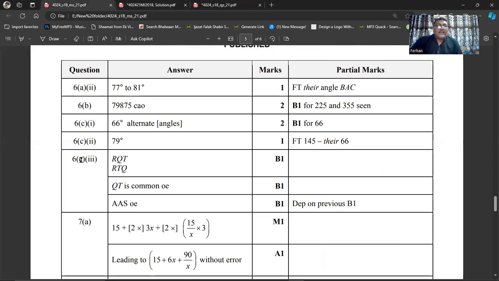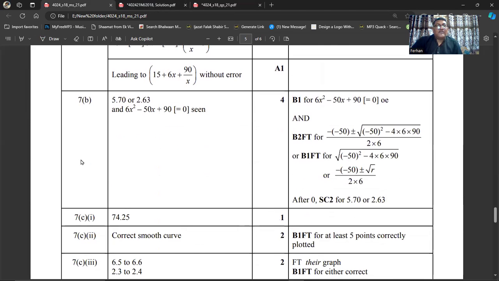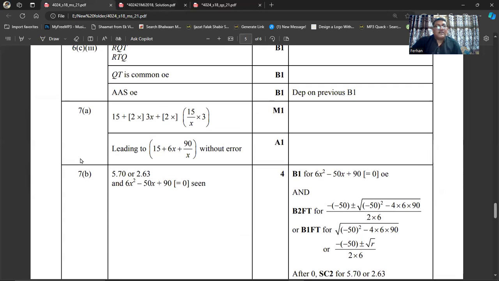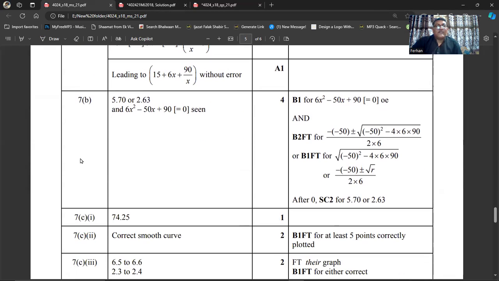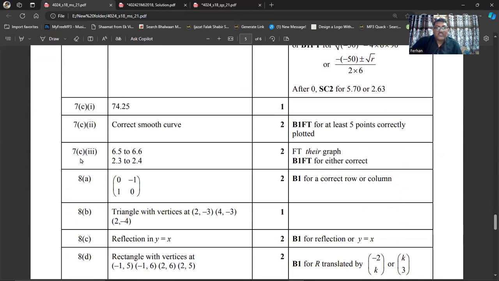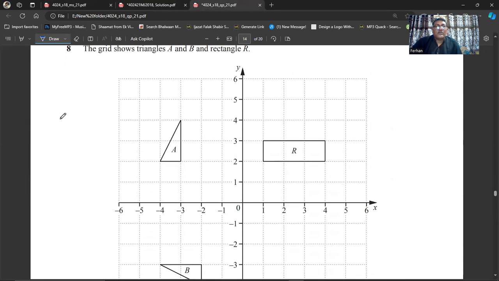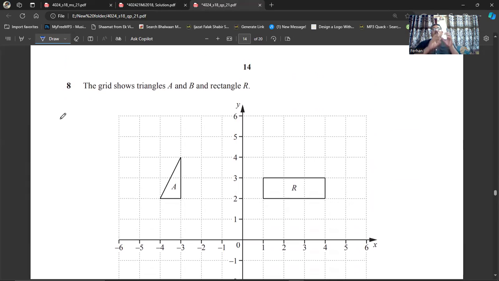So let's check, and we are done with this. We are done with this, sir. We are done with question number 7, A part, B part, and C part, and then C first part, second part, third part. Okay, so we are done with question number 7. Here we go with question number 8. He says the grid shows triangles A and B and the rectangle R.